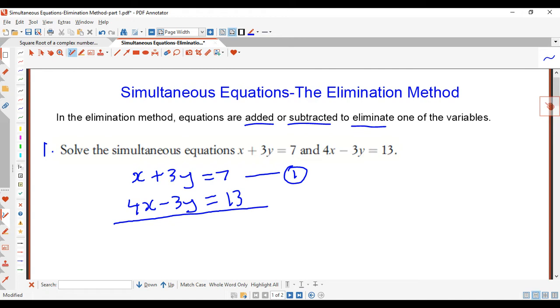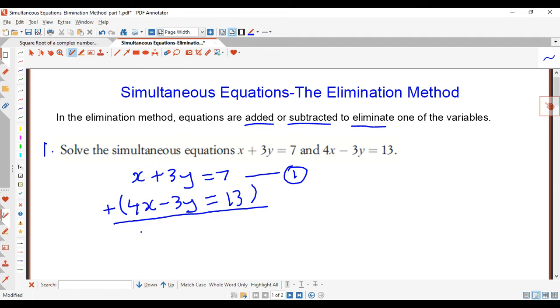Now, I can see that there are two matching terms here. I've got a 3y here and a 3y here. So I'm going to eliminate the matching terms. I'm going to look at the signs here. This is a plus and this is a minus. So if the signs are opposite, you add the equations. So I'm going to add the second equation to the first equation. Let's have a look what that does.